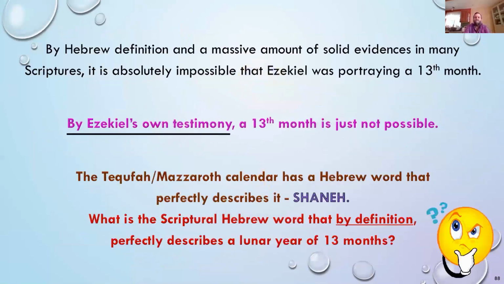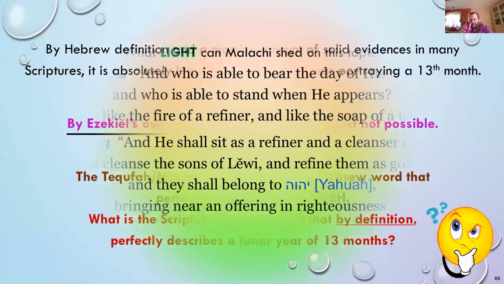It does not change. By Hebrew definition, and a massive amount of solid evidences in many scriptures, it is absolutely impossible that Ezekiel was portraying a 13th month. By Ezekiel's own testimony, a 13th month is just not possible. The Tequfah Mazzaroth calendar has a Hebrew word that perfectly describes it, Shaneh. What is the scriptural Hebrew word that by definition perfectly describes a lunar year of 13 months? Is there one? I don't think so.